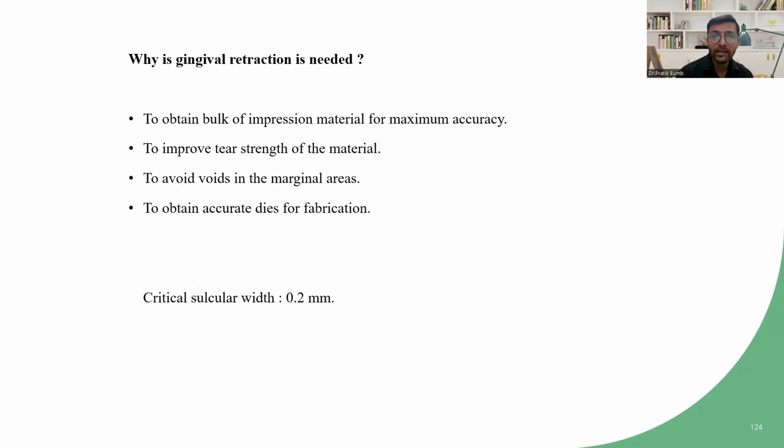So why is gingival retraction necessary? It is to obtain the bulk of the impression material for maximum accuracy, to improve the tear strength of the material, to avoid voids in the marginal areas, and to obtain accurate dies for the fabrication. The critical circular width is 0.2 mm around the prepared tooth.